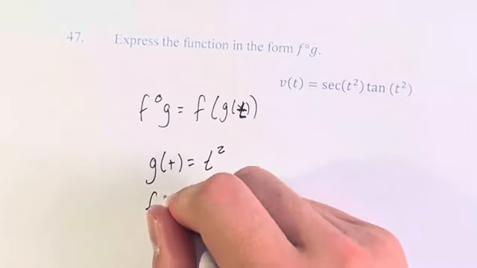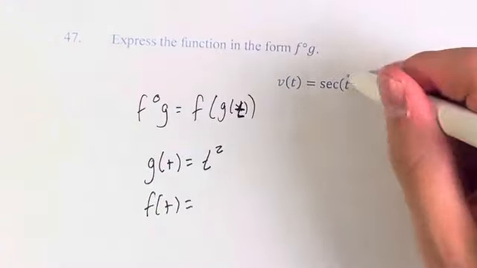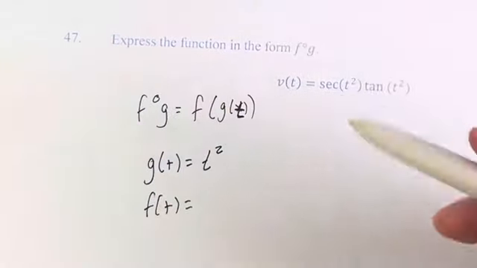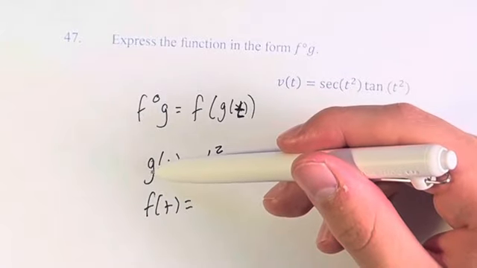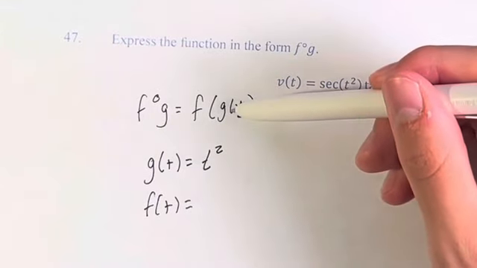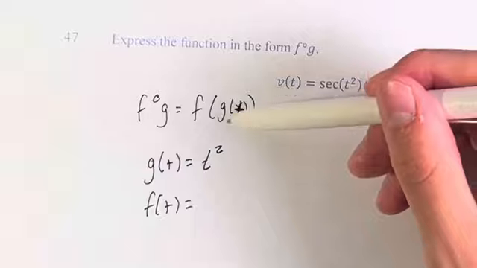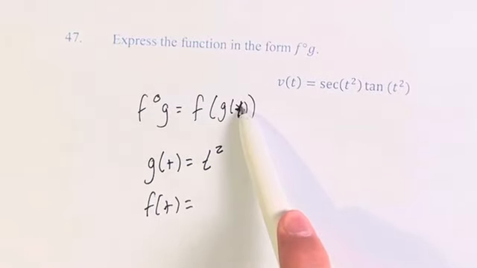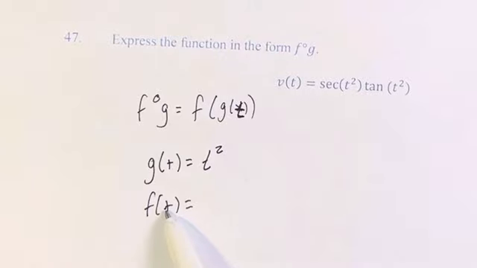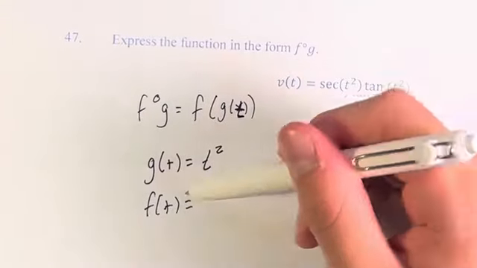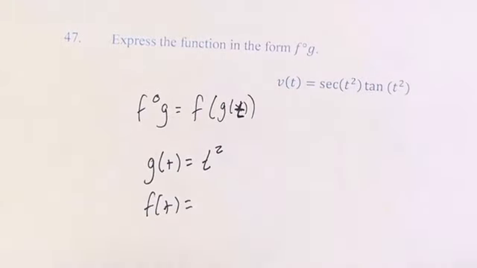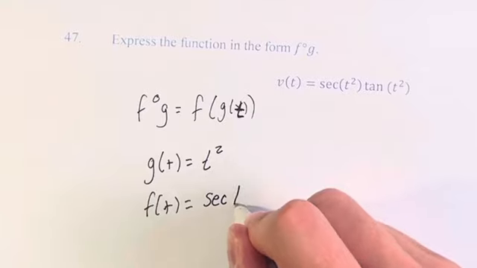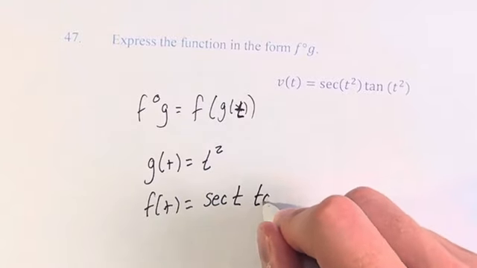So what is the correct function f of t that results in this composition? Well, wherever we see a g of t, for f of g of t, we replace it with a t, right? Since we're going from f of this to f of this, we're replacing g of t with t. So wherever we see a t squared, we replace it with a t. So this becomes secant of t tangent of t.